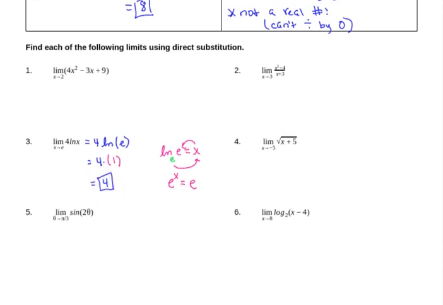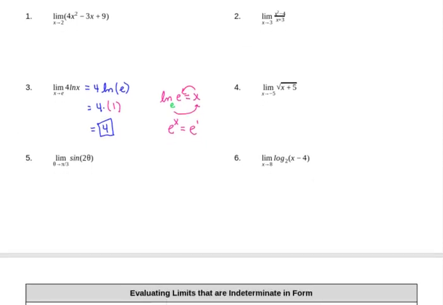And again, that's because this e over here, it's e to the x equals e to the, there's a little exponent of 1, right? That's where we get that 1 from. Let's take a look at number 5.